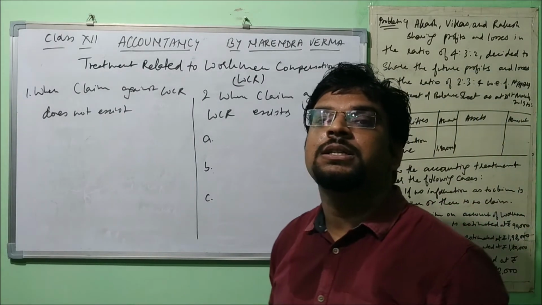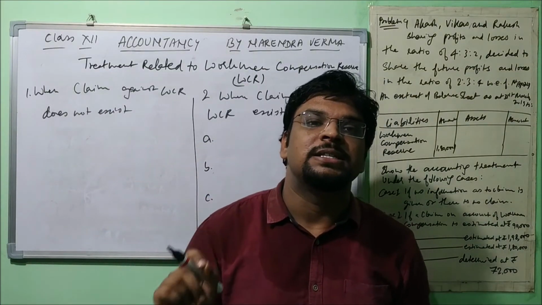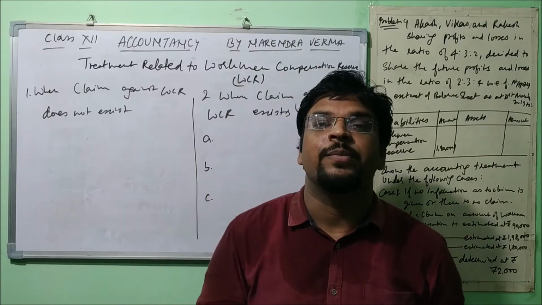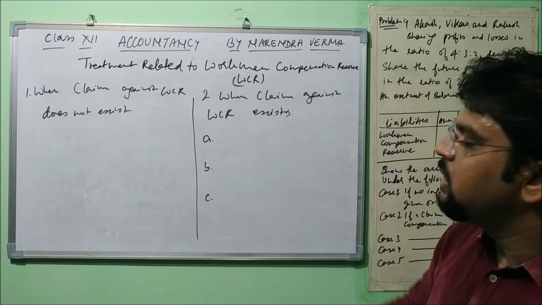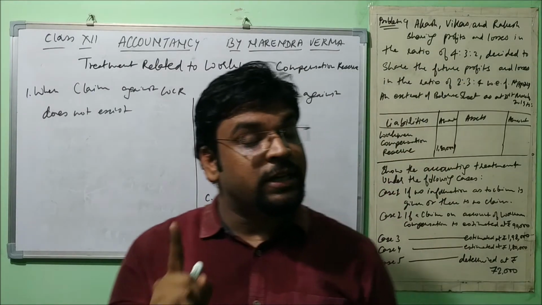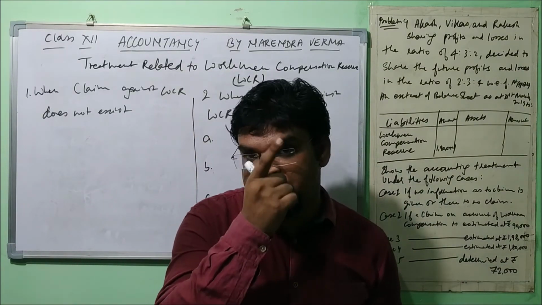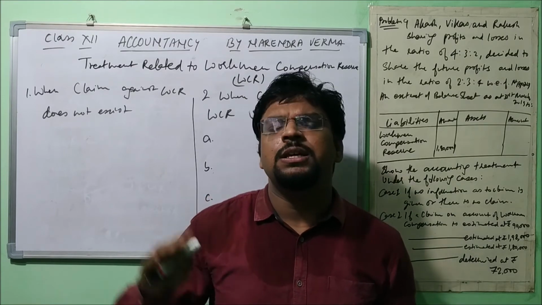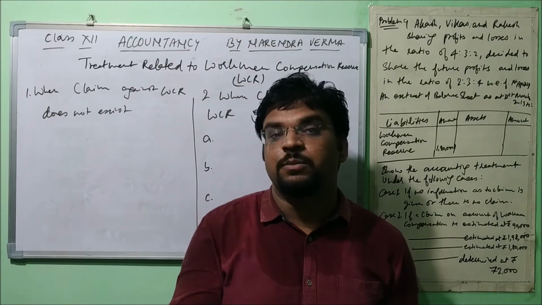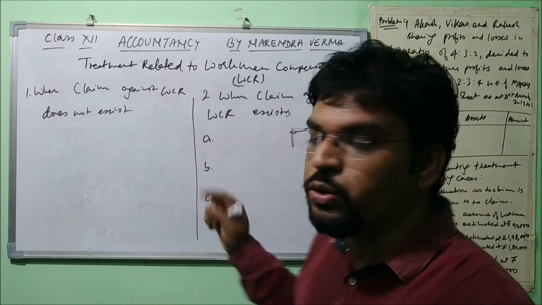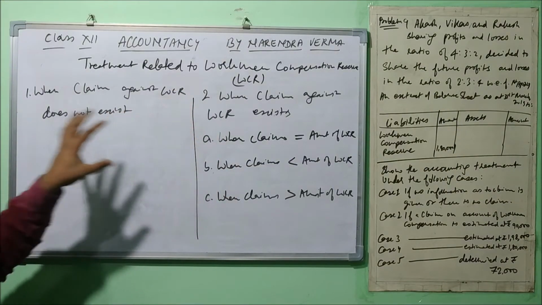When the partners have decided to change their profit sharing ratio, then there arises some claim related to Workmen Compensation Reserve. And in this category, there are three cases. Okay, one case, all the claims are equal to the WCR amount. Second case, the claims are lower than the WCR amount. And the last case, the claims are higher than the WCR amount. Understood? I just write it down here. So there are three possibilities here and two broad categories of cases.